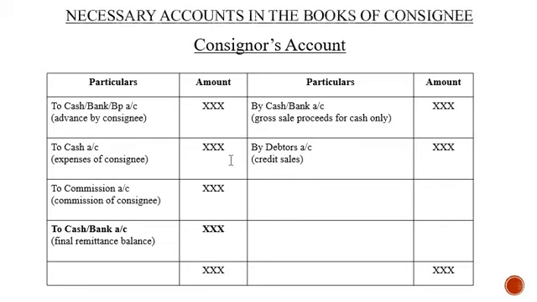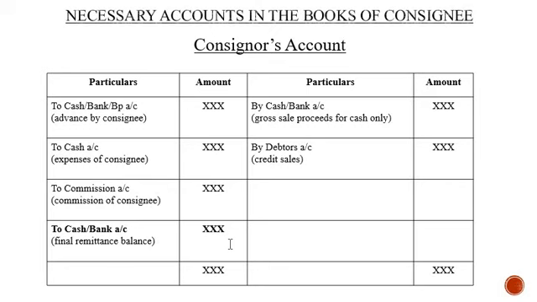So here the consignee gets to know what is the final amount, that is the final remittance that he has to give, in terms of cash or bank, to return this amount to the consignor. So this is how the consignee prepares accounts. He will only prepare one account, that is consignor's account.